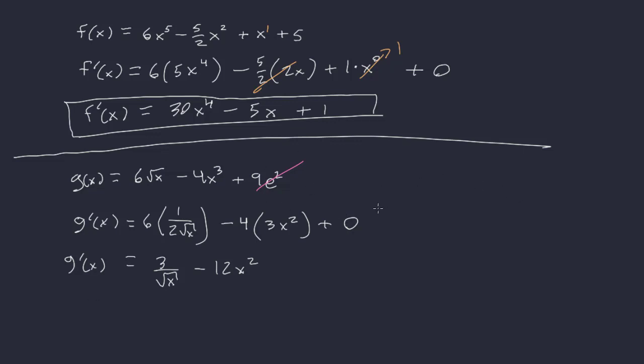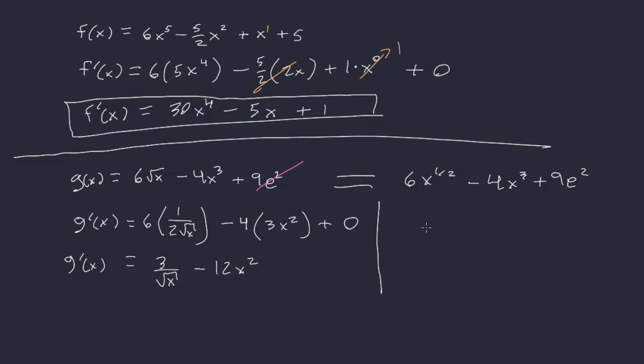Another way you could go about doing this is rewriting the function if you needed to, because you could always rewrite the square root of x as x to the 1/2, then minus 4x cubed plus 9e squared. What I will mention is if you need to rewrite the function, make that a separate step. Don't start mixing derivatives and simplifications together. I see it all the time where some students will start taking derivatives and then they'll simplify and then think they're done and move on. Make it a separate step.